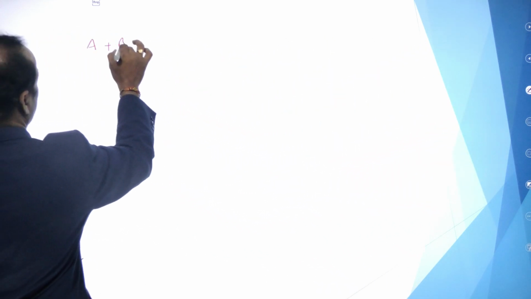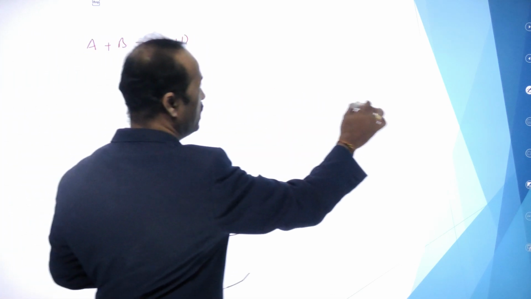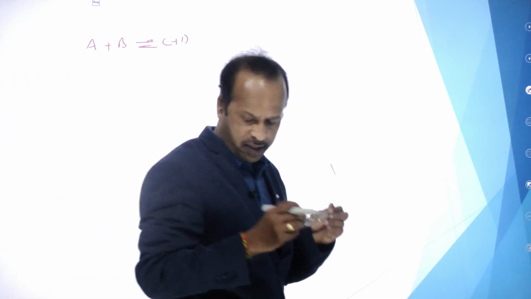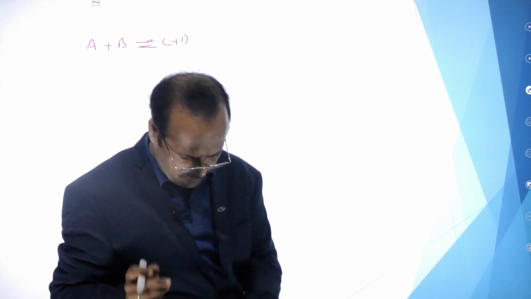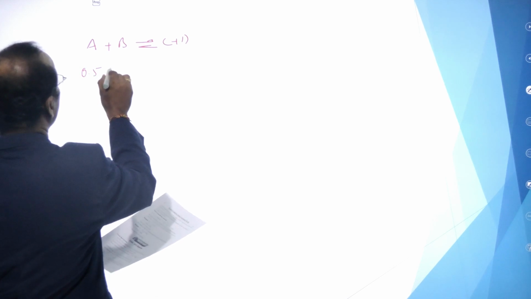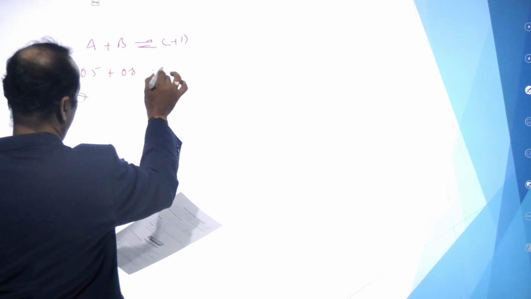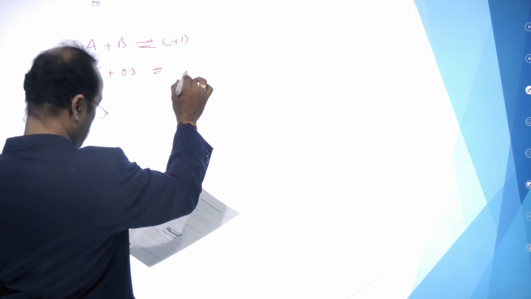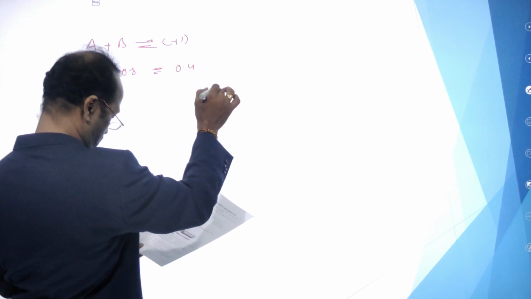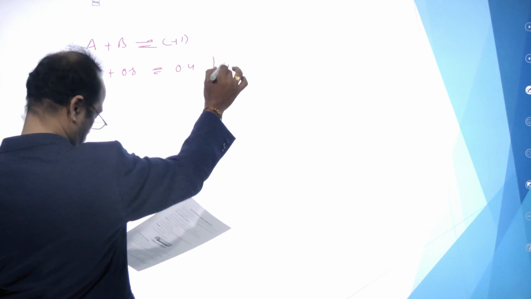A plus B gives rise to C plus D. Now, what is the concentration of A? A is given as 0.5, and the concentration of B is 0.8. Here the concentration of C is 0.4, and the concentration of D is given as 1.0. Correct. So now, what's the formula?